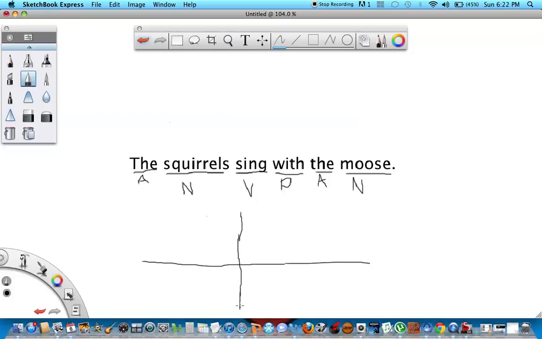So the first thing that you want to do is find your subject and then find your verb. So we already have our subject, which is squirrels. And so squirrels is going to go right here. So we're going to make an arrow just showing you that this is coming from here. So I'm going to write the word squirrels.